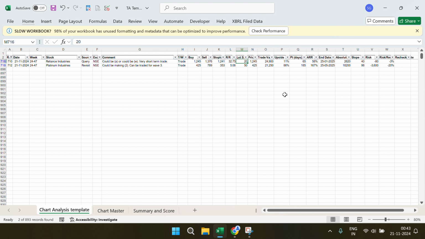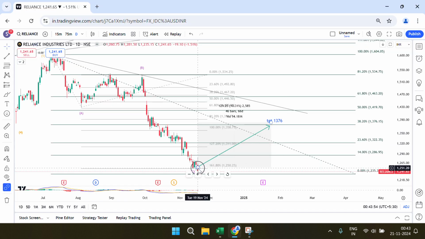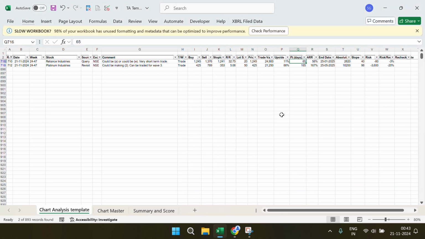Now this is my lot size. By lot size I mean that I want to buy 20 stocks of Reliance at this price, which will be a trade value of about 24,900. In this whole trade, I may have an upside of 11%, which I'm expecting it to reach in 65 days. Coming to the chart again, this is where I'm expecting the price to reach.